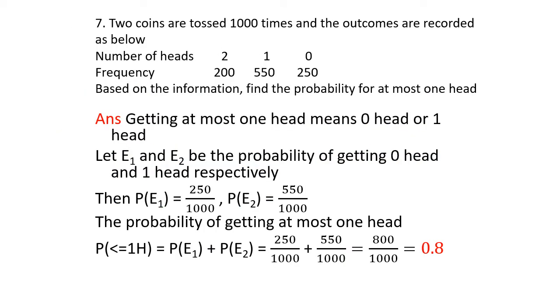2 coins are tossed 1000 times and the outcomes are recorded as below. Number of heads are given. Based on the information, find the probability of getting at most one head, 0 head or 1 head. So 0 head is 250 upon 1000 and 1 head is 550 upon 1000. So at most one head means the most is 1, so it can be 0 or 1. We add the two probabilities and get the answer 0.8.